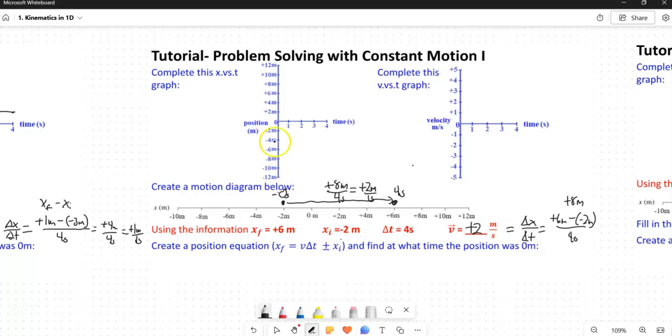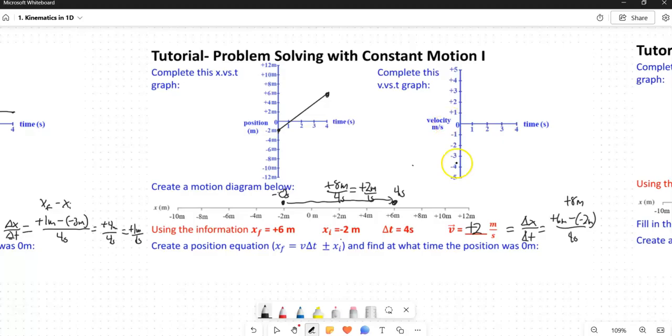Position versus time graphs. So it starts off at negative 2 at the 4 second mark. It's at positive 6. So here's our position versus time line, which I can't draw a straight line for some reason. Let's try this. There we go. Hold the shift button in Microsoft Whiteboard as you draw.